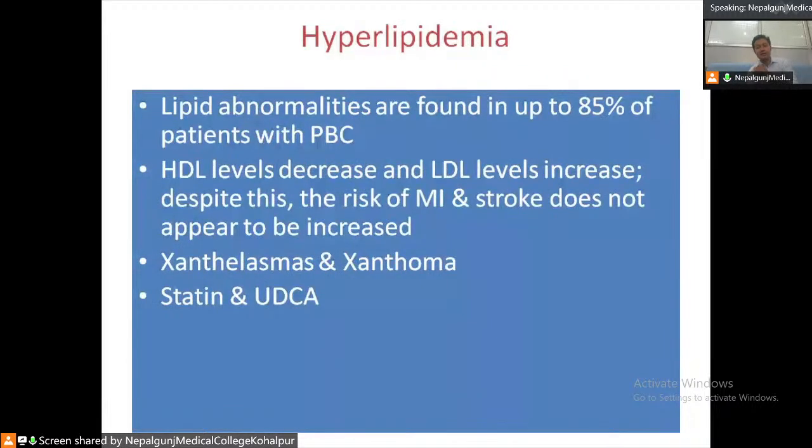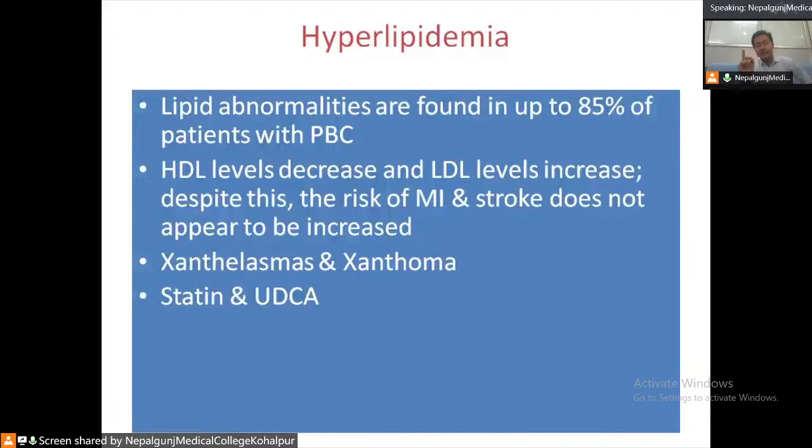Other is hyperlipidemia. Hyperlipidemia means there is increased lipid in the body, that is, the cholesterol level is high. So a lipid lowering agent, a statin, you can give.